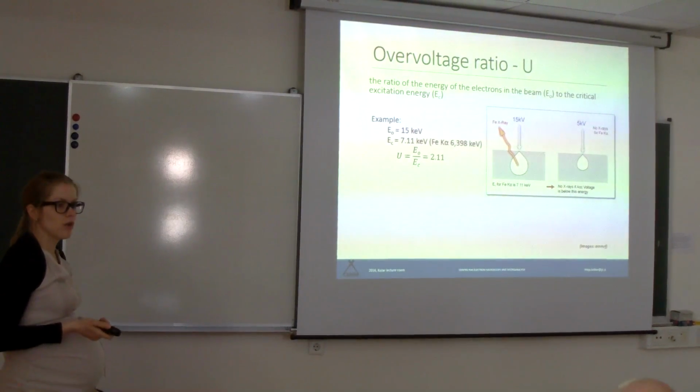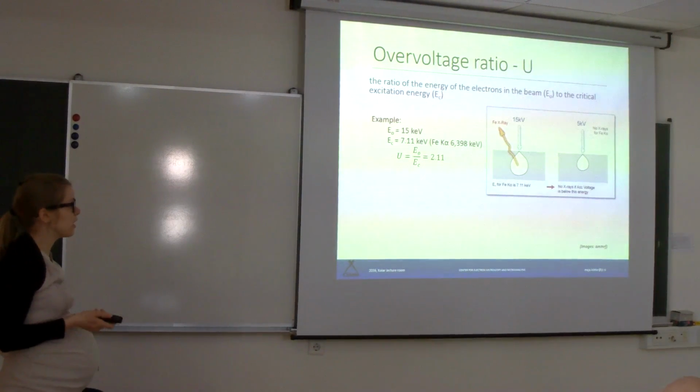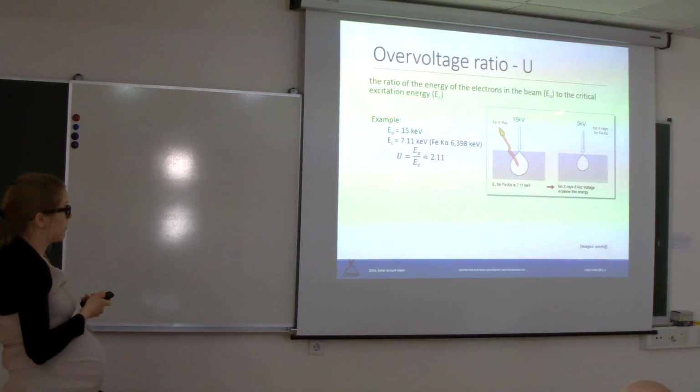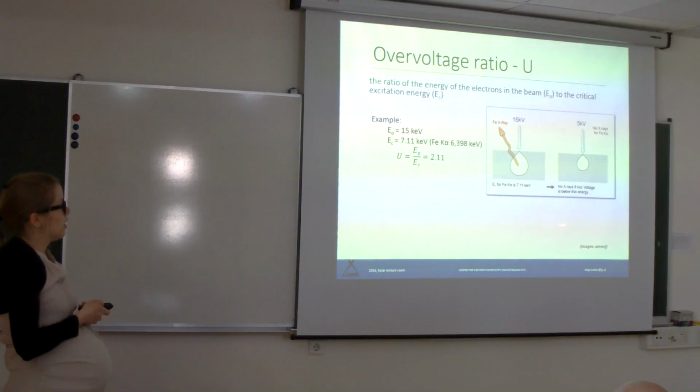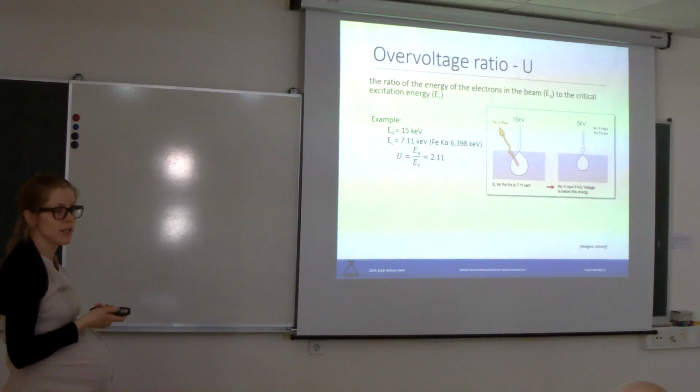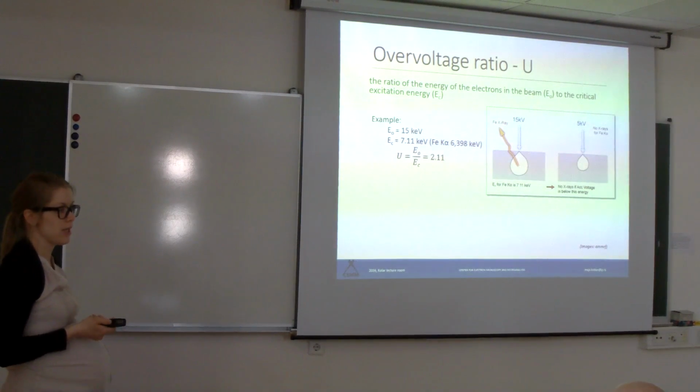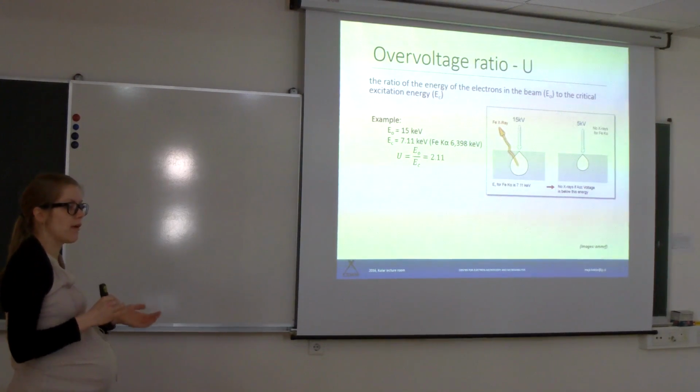Overvoltage ratio is important because you need to excite the X-ray energies. You have here a sketch. If you put 5 keV on the beam, this sample is iron, you won't excite any X-rays. So you need to put a higher voltage. The iron line is at 6.4, and if you put 15 keV, you will excite iron X-rays. Yeah. So the overvoltage is important, and it should be between 1.5 and 3.